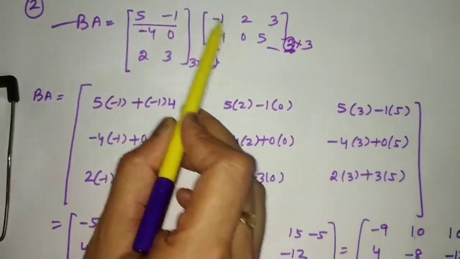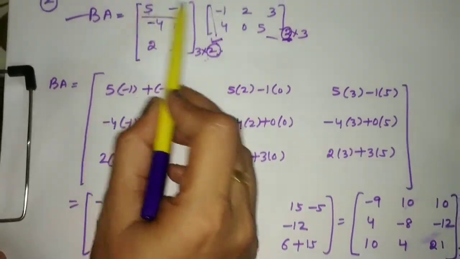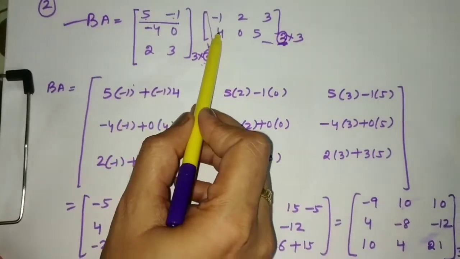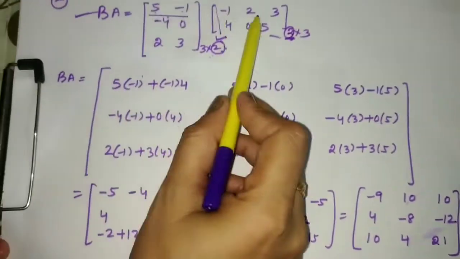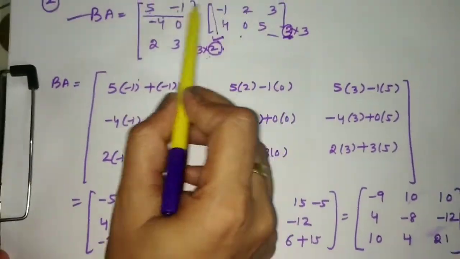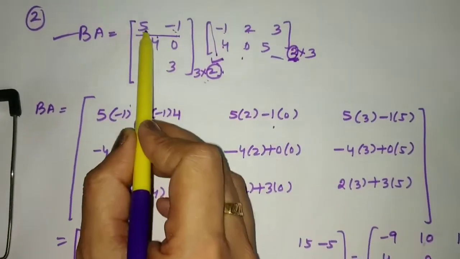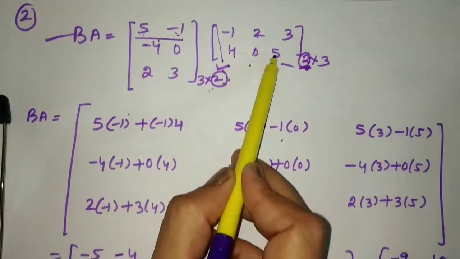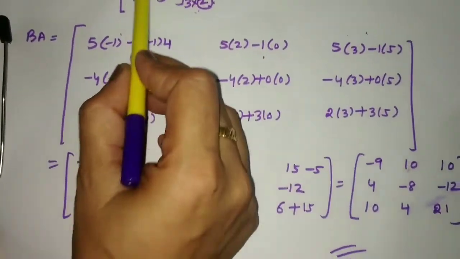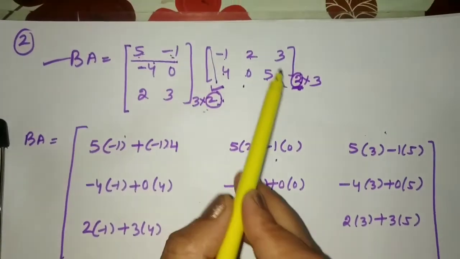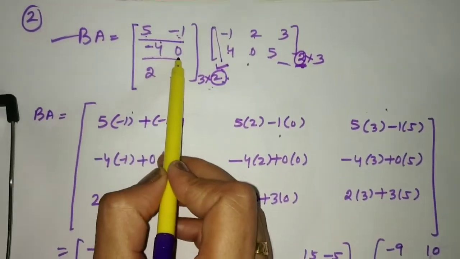That means first row with the first column: 5 into minus 1 and minus 1 into 4. Then the row will be the same, but the column will be shifted: 5 into 2, minus 1 into 0. Then 5 into 3 and minus 1 into 5. This is the first row. Now all the columns are finished. Now I will shift to the second row.